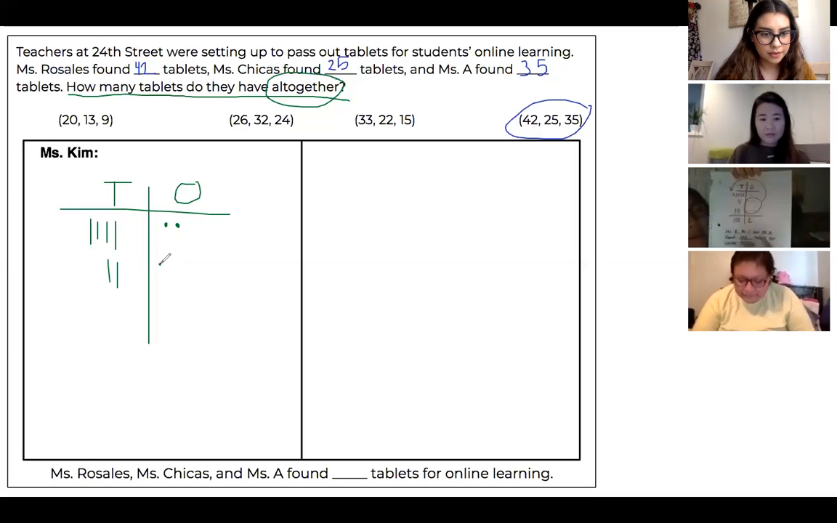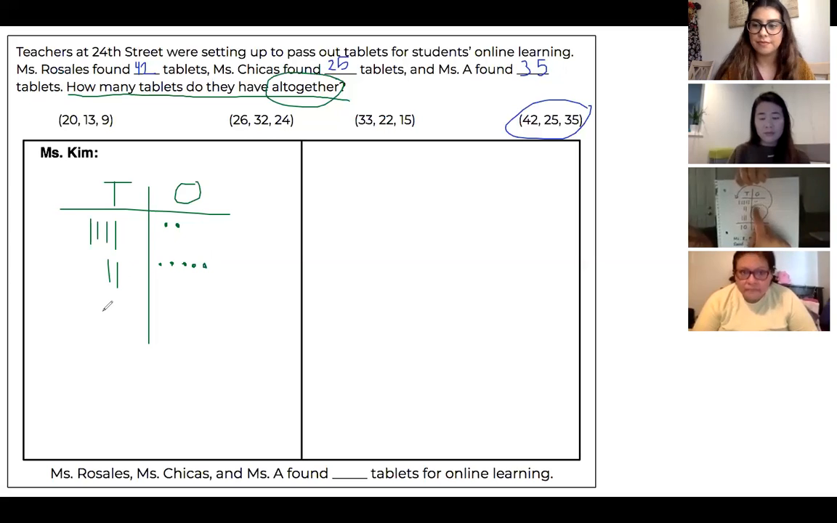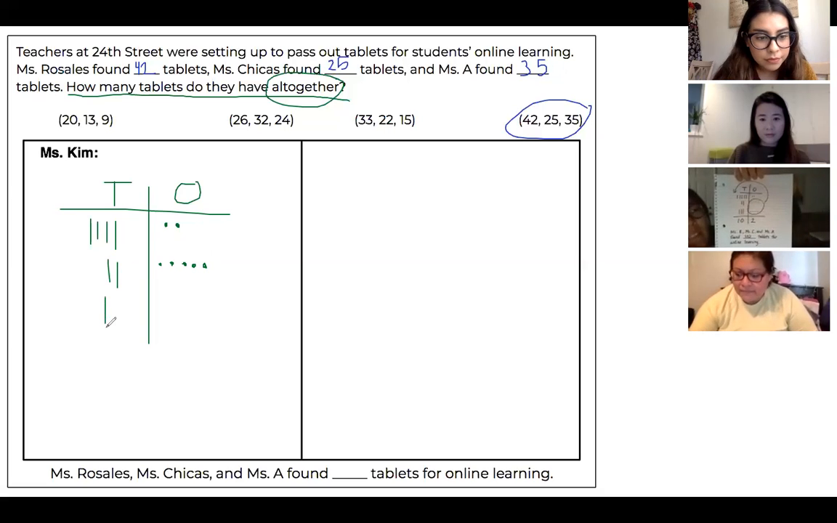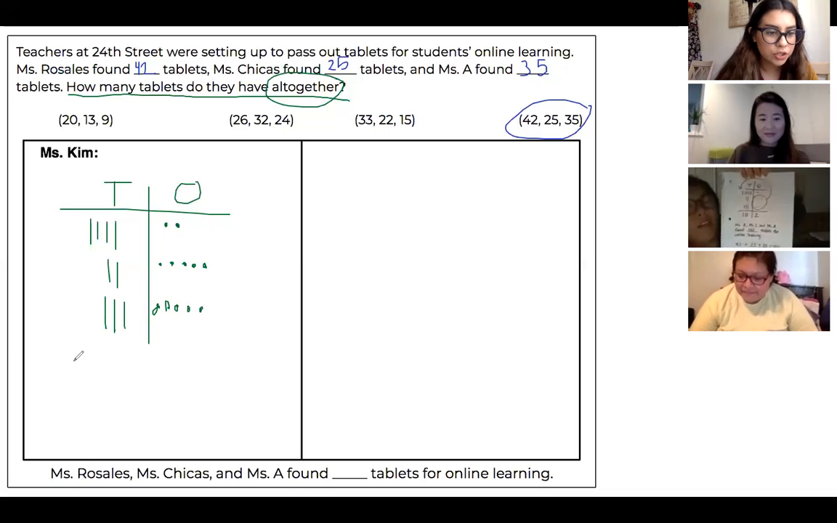And then your second number is 25. I need to add 25 because we're finding all together. So let's not forget Miss Chicas found 25 tablets. So the ones represent the five ones, and then the 2 represents the 2 tens. Beautiful. And then your last number? 35, because Miss A found 35 tablets. Beautiful. So 35, 3 tens and 5 ones.